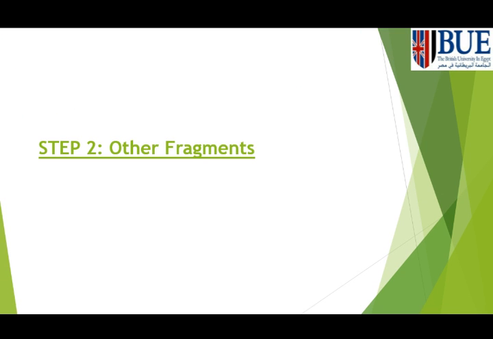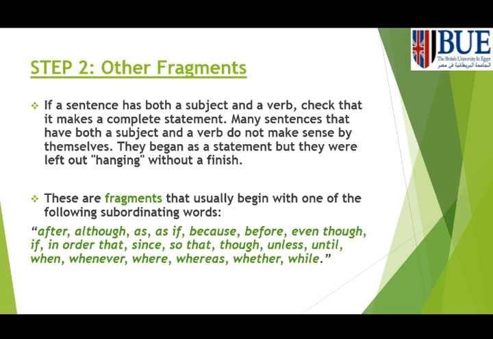Now we need to look at other kinds of fragments. If a sentence has both a subject and a verb, check that it makes a complete statement. Many sentences that have both a subject and a verb do not make sense by themselves. They began as a statement, but they were left hanging without a finish. These are fragments that usually begin with one of the following subordinating words, like after, although, as if, because, and so on.